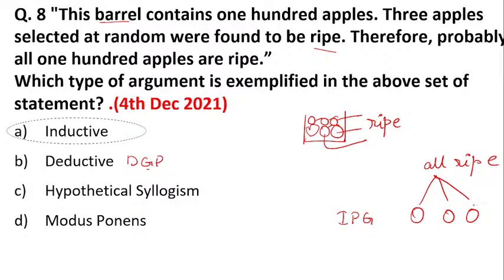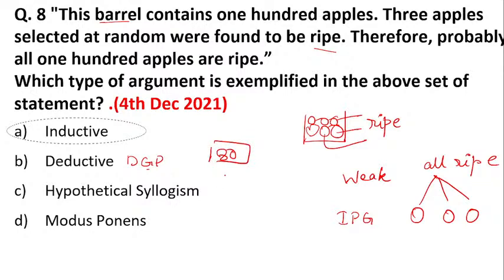One more important concept I would like to tell you is, if the question says this barrel contains 100 apples, 3 of them are selected and were ripe, this is an example of a weak inductive argument. And if I say this barrel contains 100 apples, 80 apples were selected at random and were found ripe, so instead of 3, if I selected 80, then we would call it a strong inductive argument.